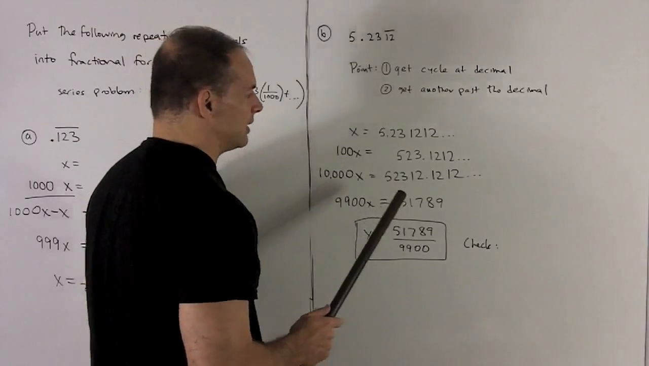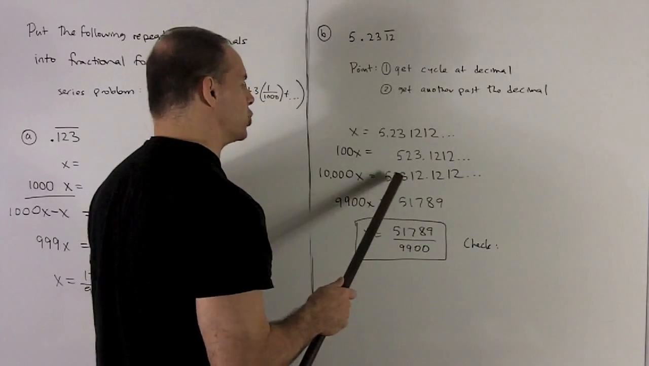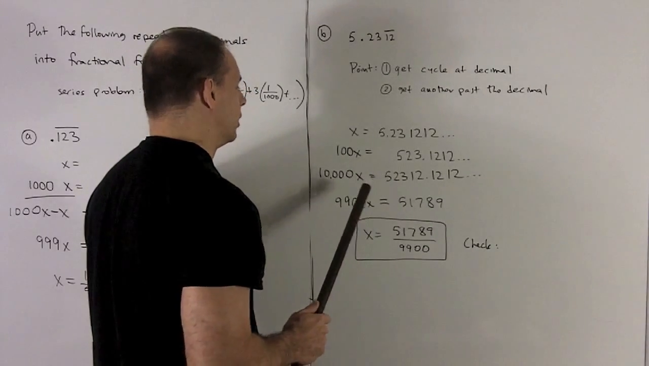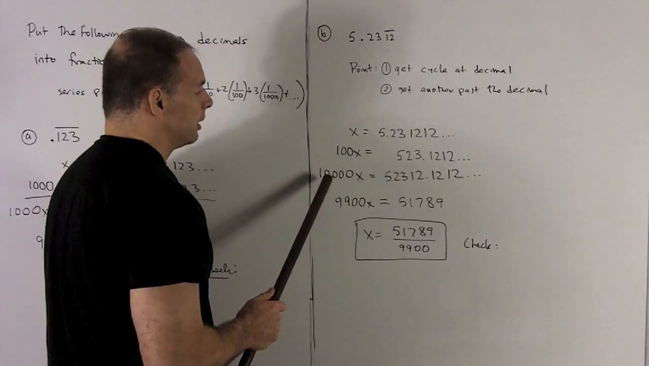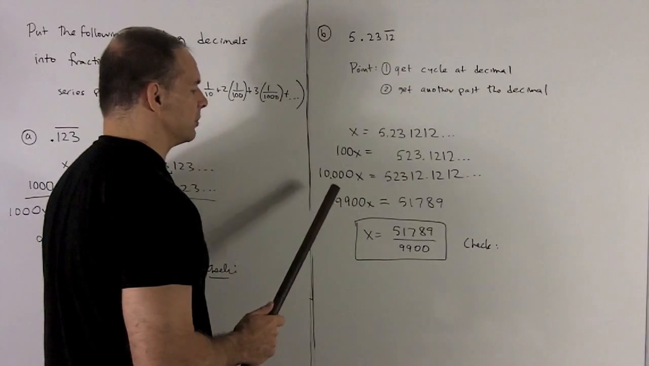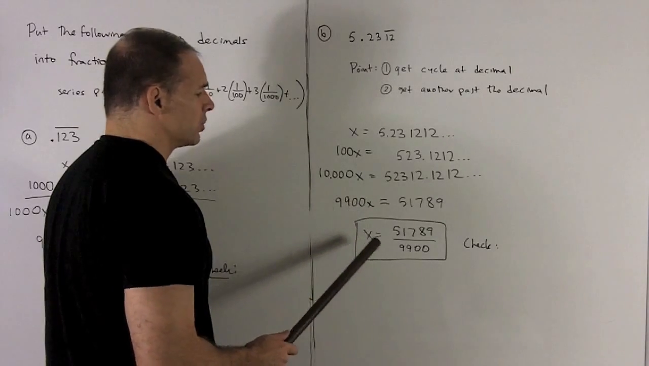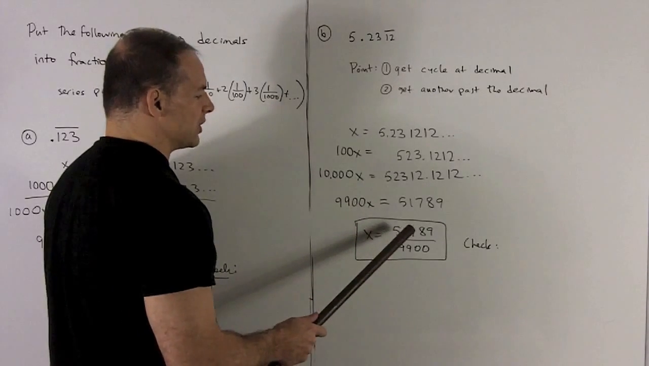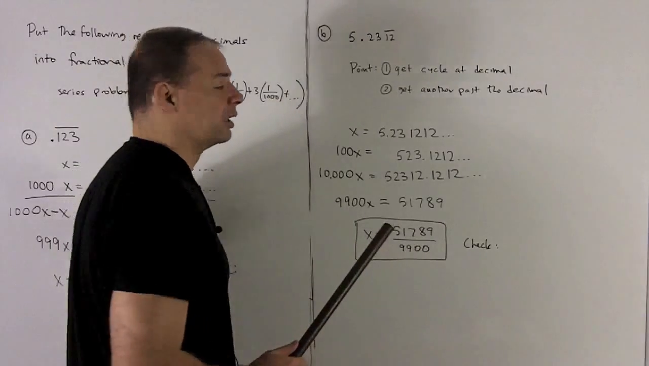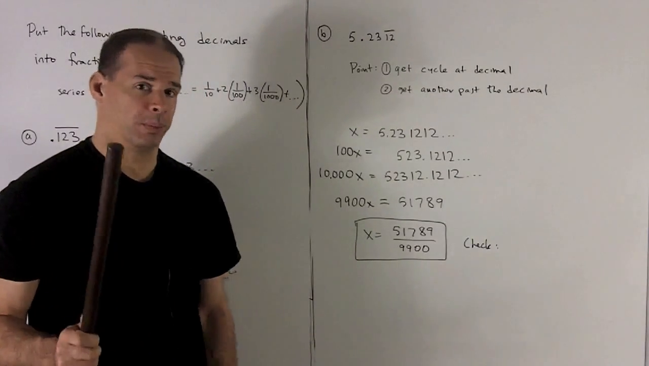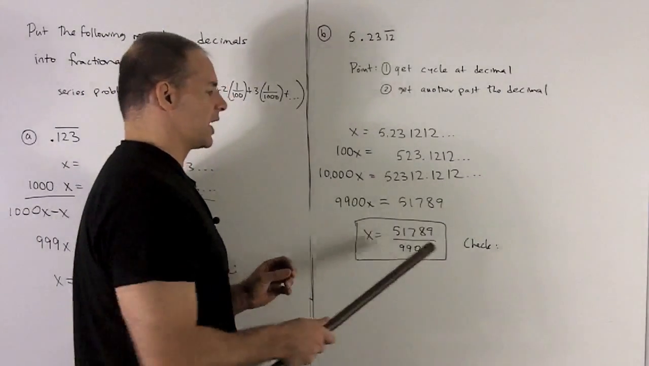Now, you'll notice when I take the difference, everything here drops out, leaving me with an integer minus another integer. So that's going to give me 51,789. On this side, I'm going to have 10,000x minus 100x, which gives me 9,900x. And then I just isolate x like before. So I'm left with 51,789 over 9,900. Of course, if I have a calculator, I just check it. And for this example, it checks out on my calculator.